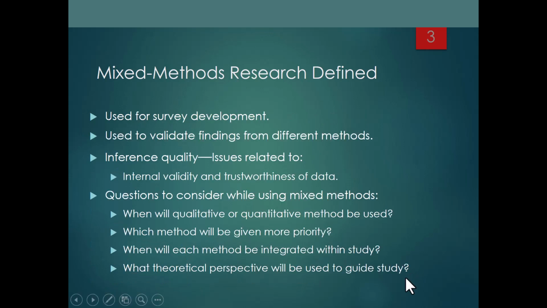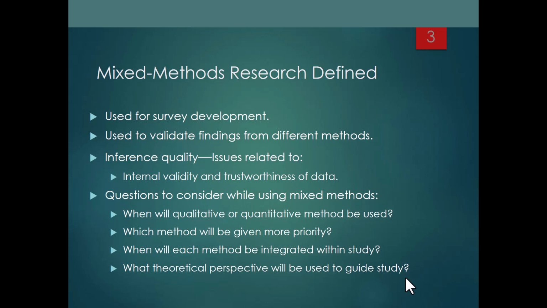It is used for survey development. So focus groups and interviews can be conducted to determine what items to include on a survey. The survey can then be used to collect quantitative data. It is used to validate findings from different methods. So mixed methods research can be used to corroborate or validate the findings from other research methods.